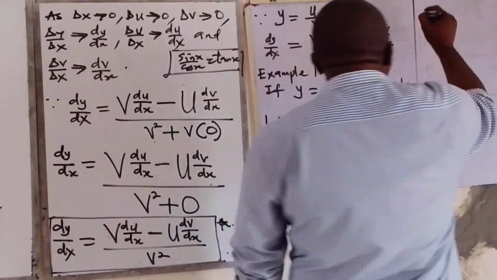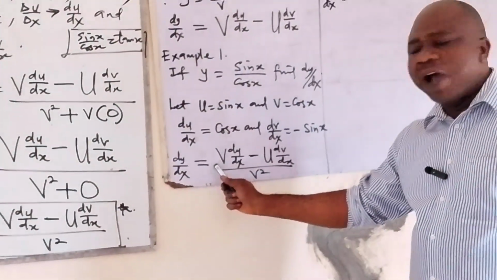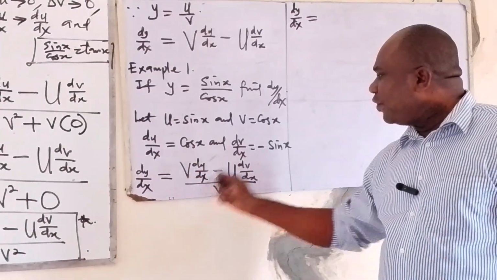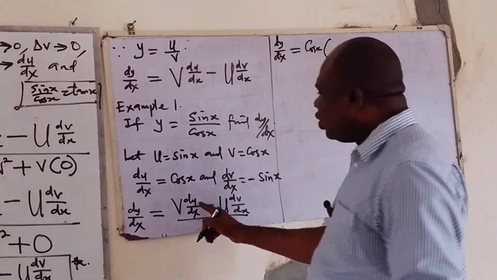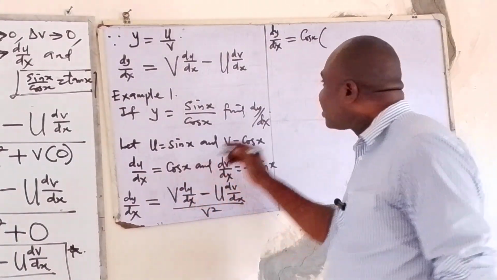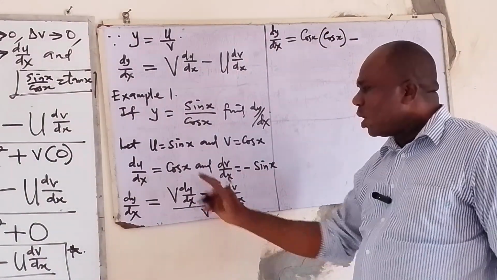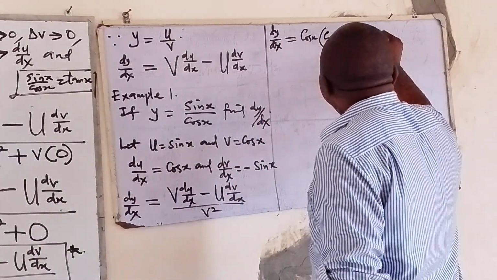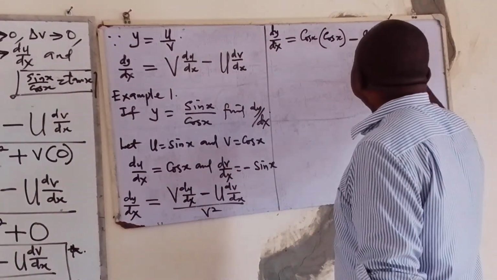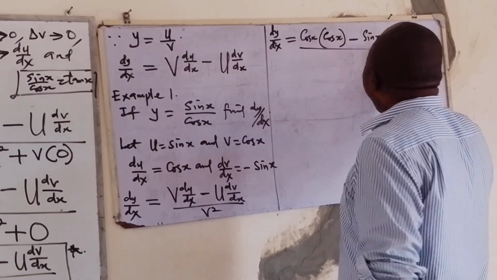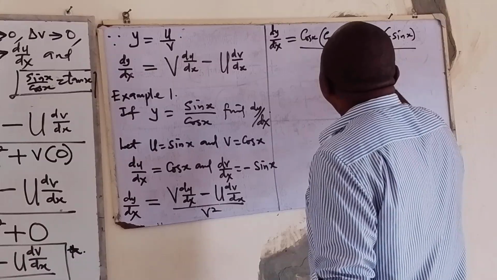It means dy/dx will be equal to, the first thing to pick here is v, because we have v du/dx. And we know the value of our v is cos x. So here we pick cos x. Then du/dx is also cos x. Then here we have minus, you pick the value of u. Our u is sine x. Then dv/dx is minus sine x. So here we have minus sine x, all over v squared. And remember we said the value of v is cos x, so it becomes cos x all squared.